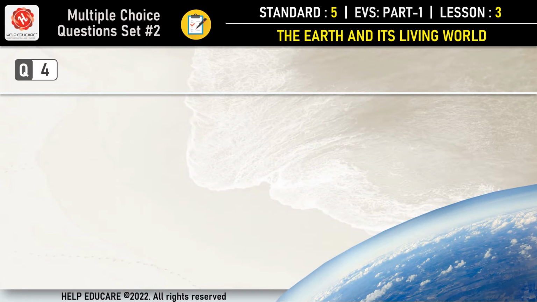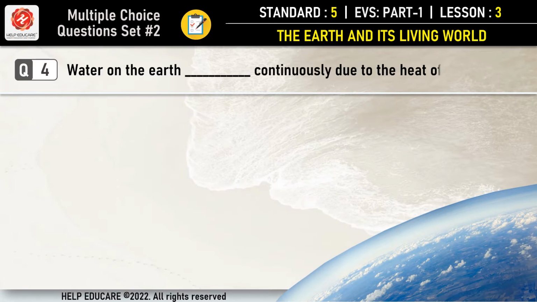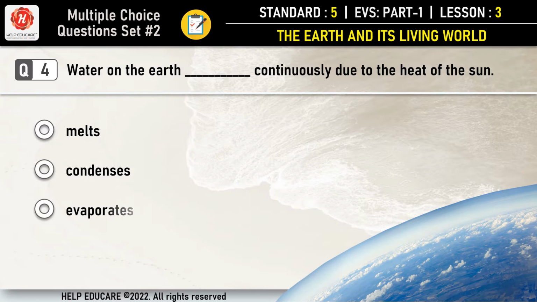Question number 4. Water on the Earth dash continuously due to the heat of the sun. First option, melts. Second option, condenses. Third option, evaporates.